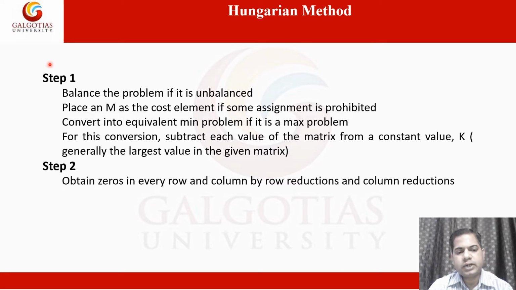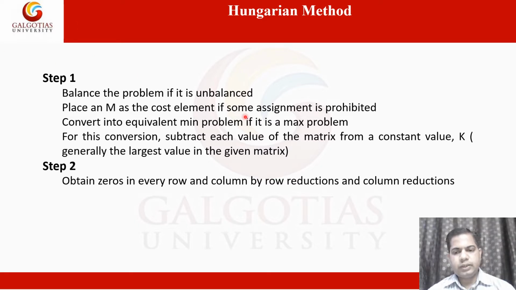Step 2 says to obtain zeros in every row and every column by the row deduction and column deduction methods. So there are two steps in the Hungarian method: first the row deduction method and second the column deduction method. The column deduction is always applied after the row deduction, on the table obtained from the row deduction. In the row deduction method, we subtract the minimum element of a particular row from all the elements of that row.